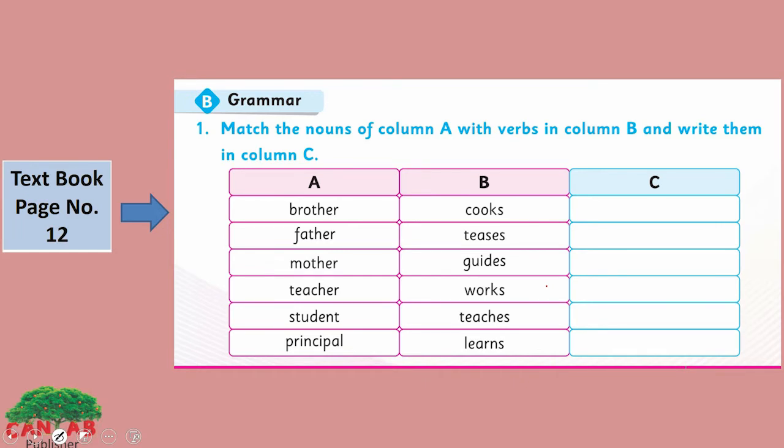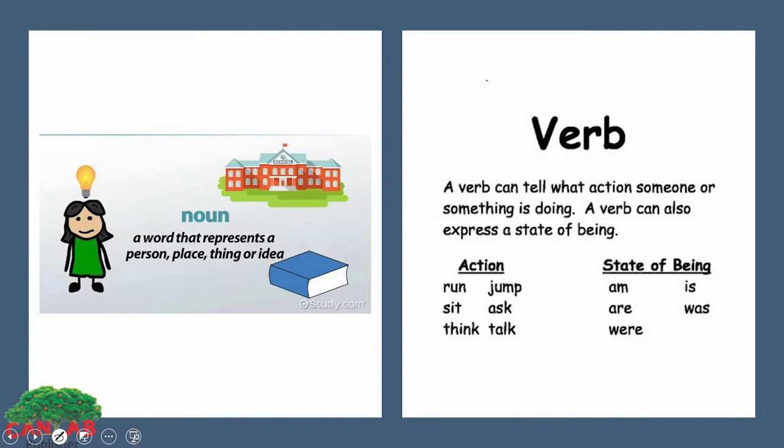Look at the page number 12 here in your textbook. We have a grammar portion here. See what it says. Match the nouns of column A with the verbs in column B and write them in column C. Dear students, first we will discuss nouns and verbs, what they are. Both noun and verb are parts of speech and both are very important to make a sentence.